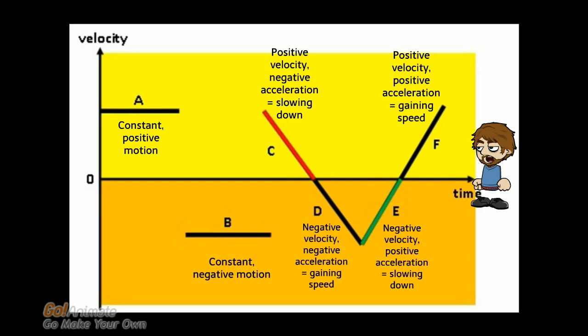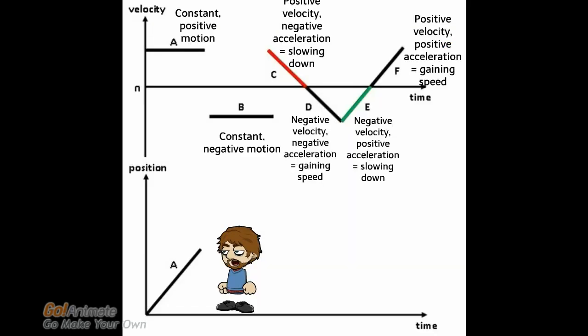Now, let's see if we can create a position graph to match this velocity graph. We'll add to the position graph, one section at a time, until we have all 6 sections. Recall that section A shows constant positive motion. On the position graph, positive motion means go up, and constant motion means a straight line. So, that is what we have drawn.